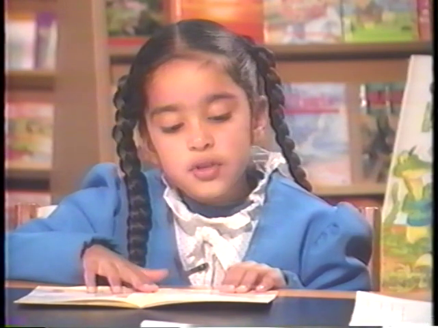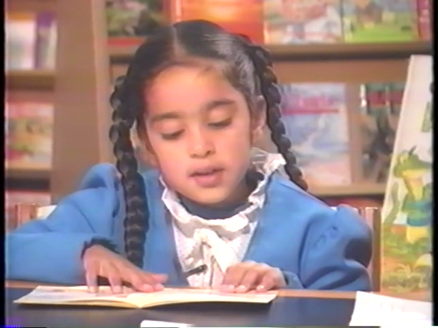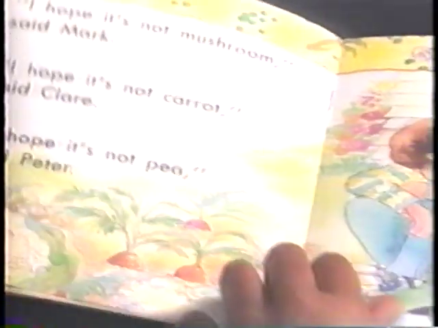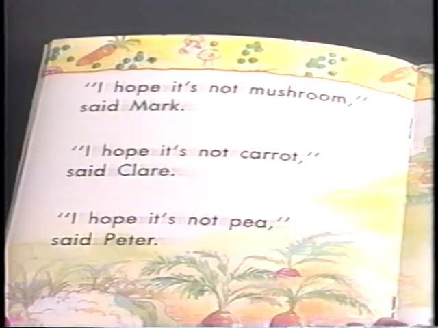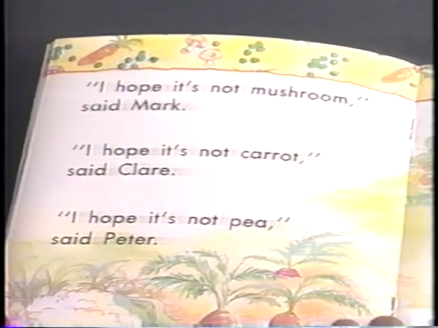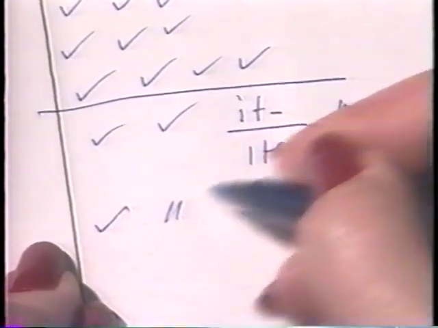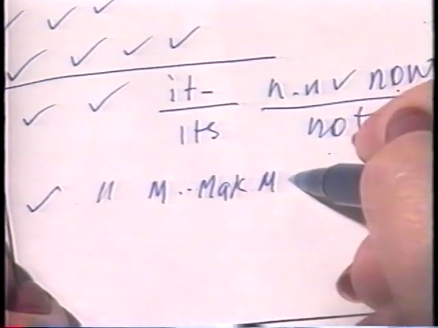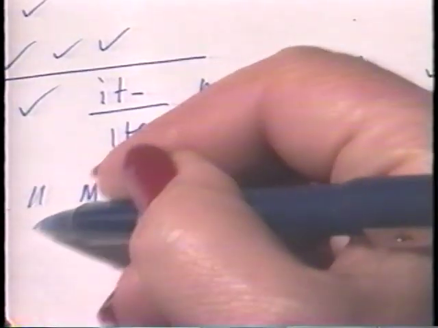"What's for lunch?" asked the children. "Secret soup," said Grandma. "I hope it's not... mushrooms," said Mark.